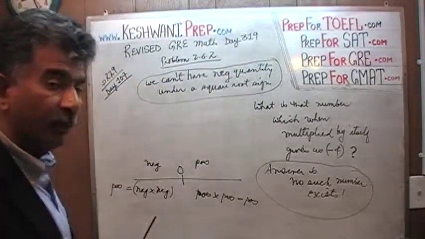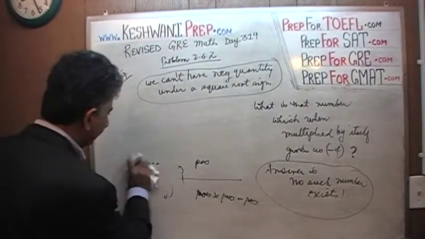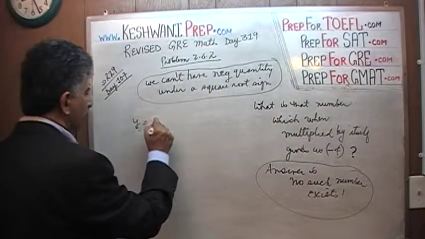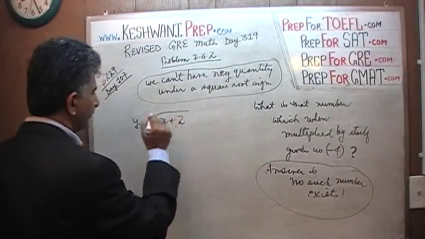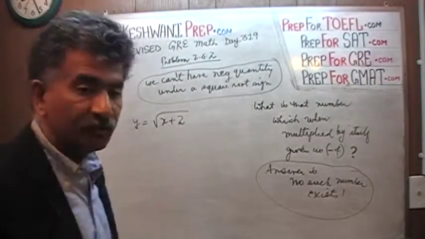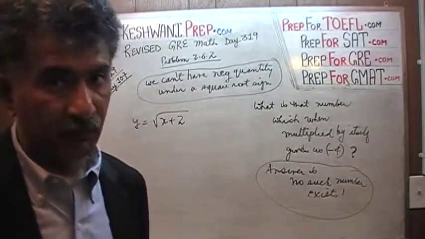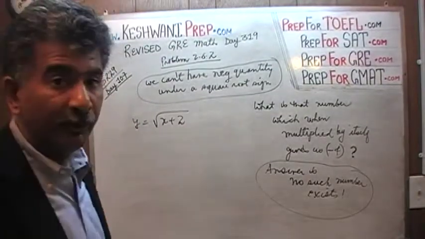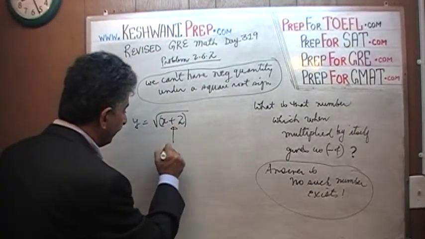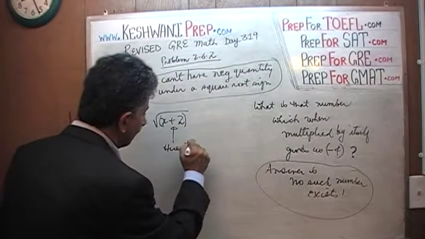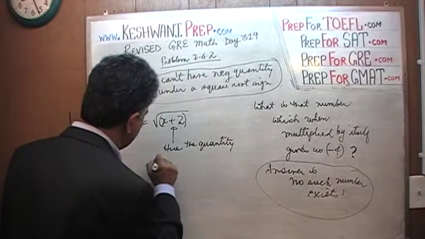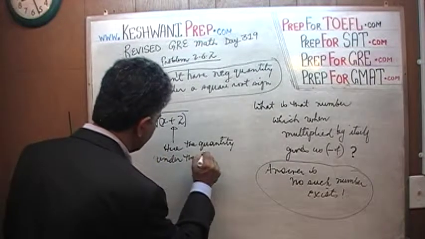Now let's look at the next question, shall we? Here's the question. We are told that y equals the square root of x plus 2. Ask ourselves, when is this quantity under the square root sign going to become negative? Because we can't have a negative quantity under the square root sign.